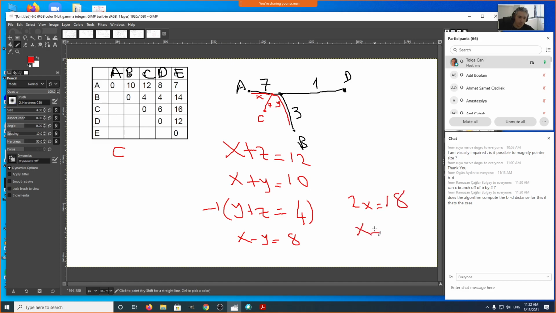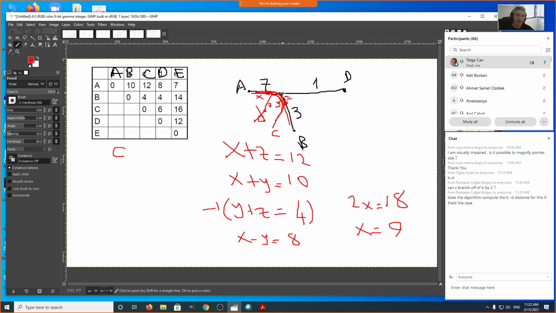Now x is equal to 9. If x is equal to 9, what does this tell me? This tells me that C branches off right here. The branching is right here because since x is 9, this was 7, the distance of 2 is here. So this is 2, the total distance. X will be 9. X is from A to the branching. And this is what C is, not this.